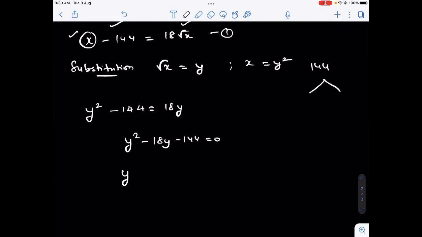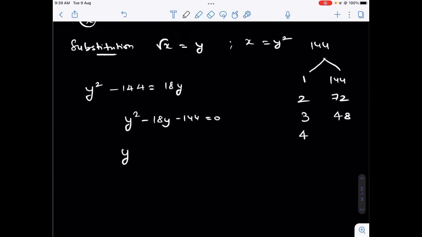So this is 144. 2, 72. 3, it is not divisible by 3. 4, it is divisible, no? How much? 3, it is 48. 3 and 48. 4 and 36. Yes, it is. About with 6.